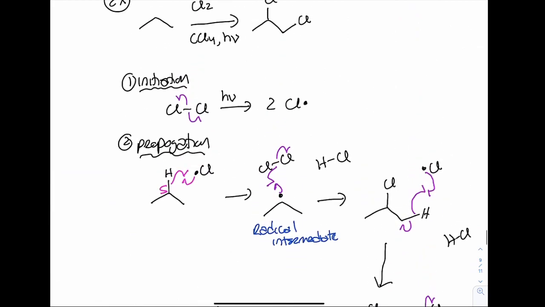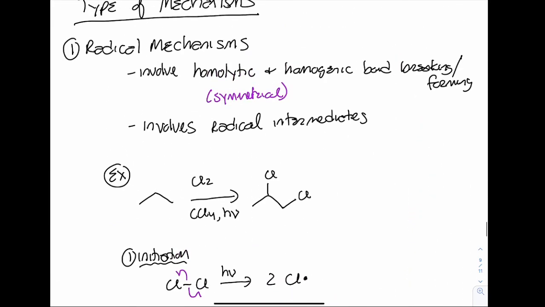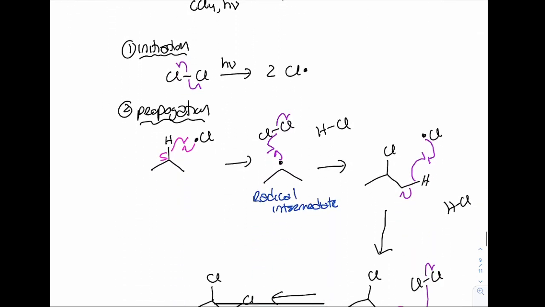So an example of a radical mechanism. Again, you're not going to be completely responsible for this reaction or this mechanism until 236, but I do want you to know something about it. I want you to know that radical mechanisms involve the symmetrical bond breaking and forming, right? Homolytic, homogenic, and know that it involves radical intermediates. And then if I give you parts of this, be able to supply the rest.